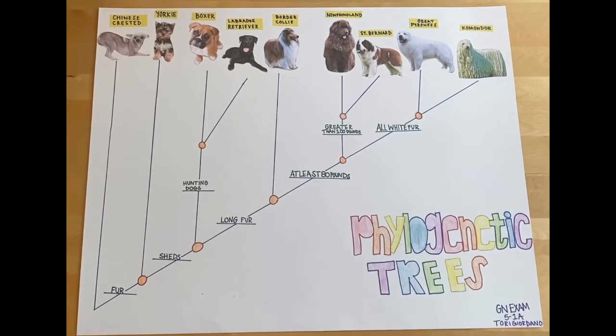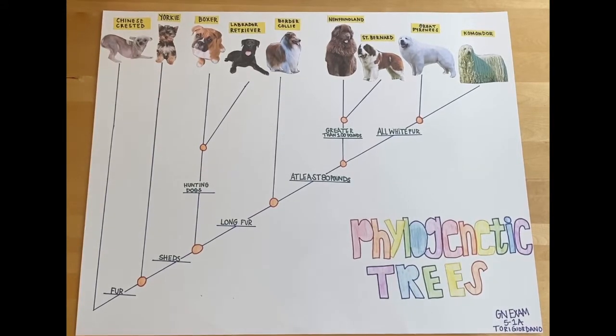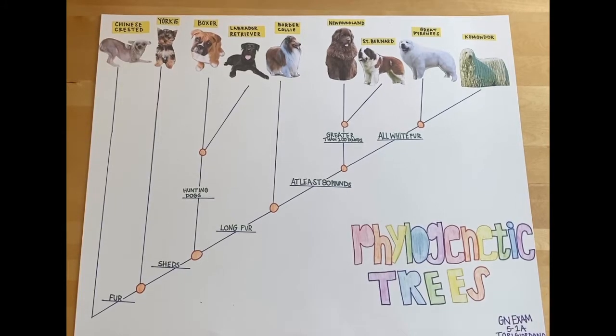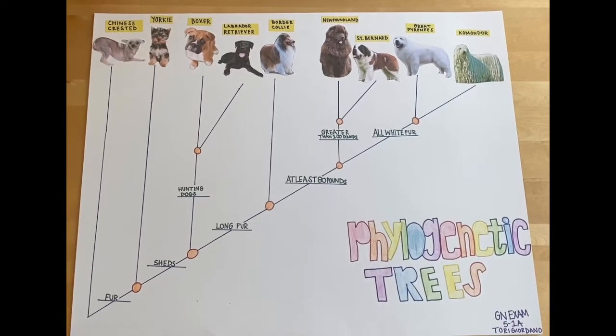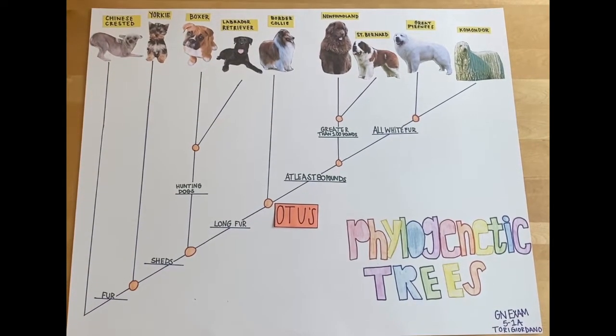Today I'll be talking about phylogenetic trees using different dog breeds. Phylogenetic trees are graphical representations of the degrees of similarity between OTUs. Basically, these trees show us the relatedness between different species. OTU stands for Operational Taxonomic Units. For today, our OTU is going to be different dog breeds.